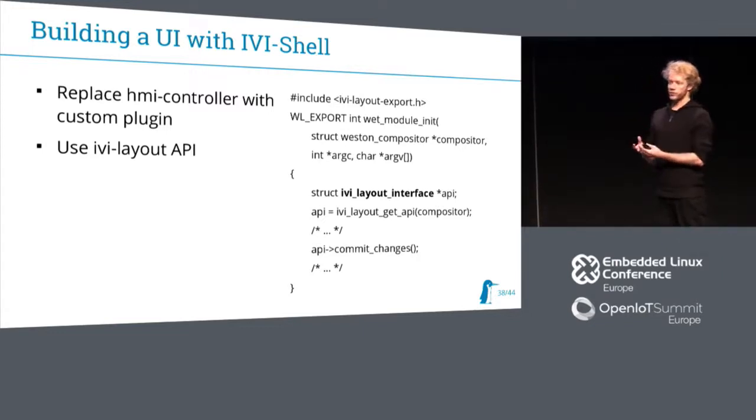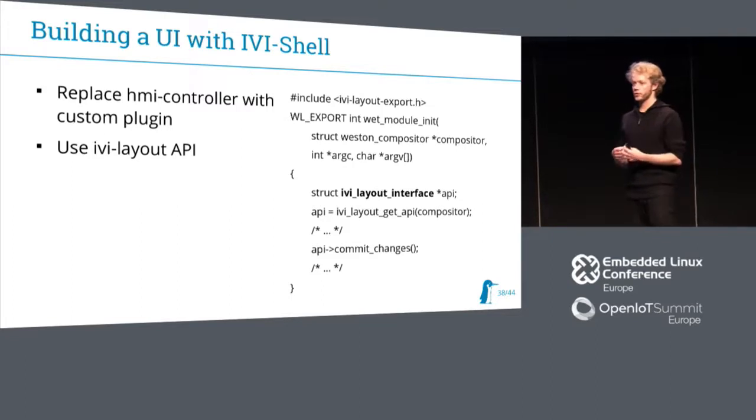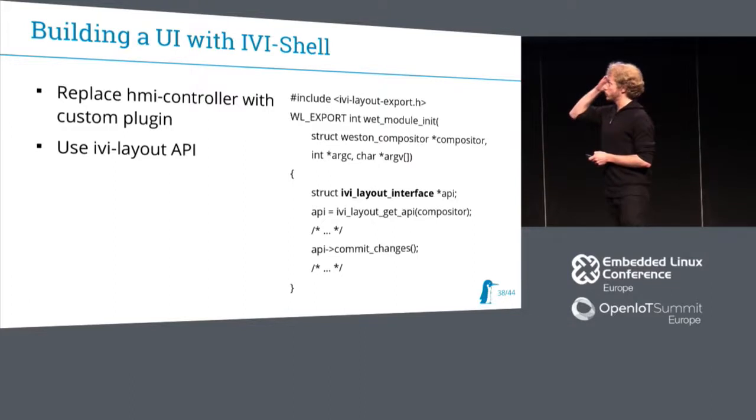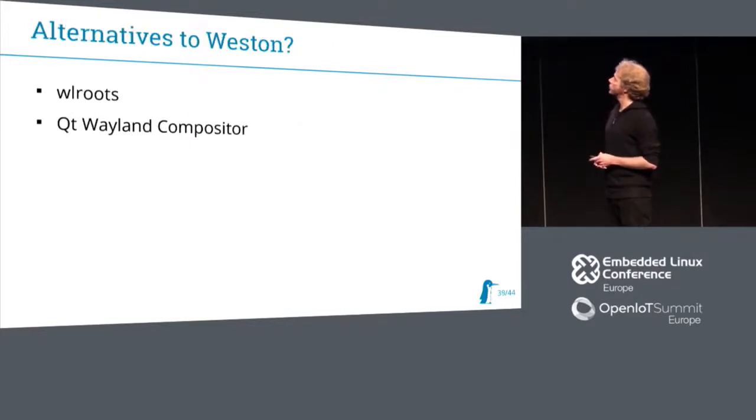Once you've configured your interface, you do a commit changes, which will then trigger the repaint and update your frames. That's basically how you implement an HMI controller for the IVI shell.